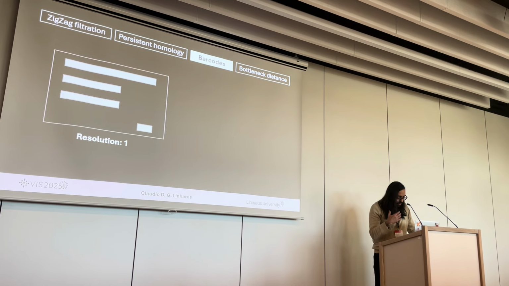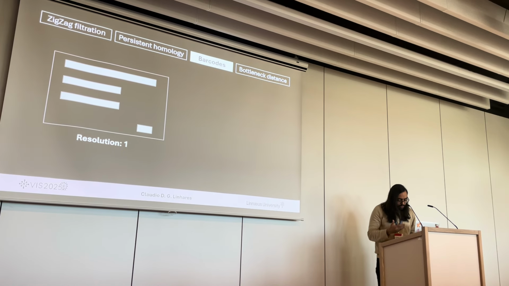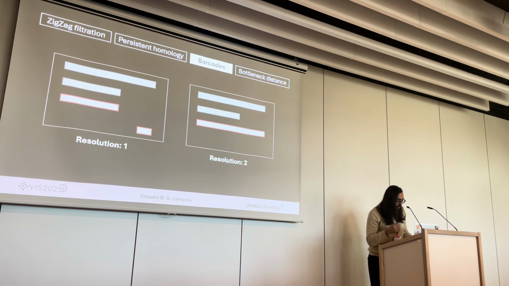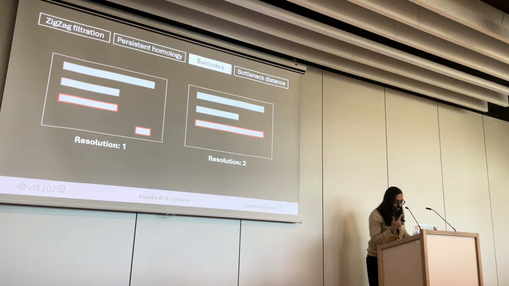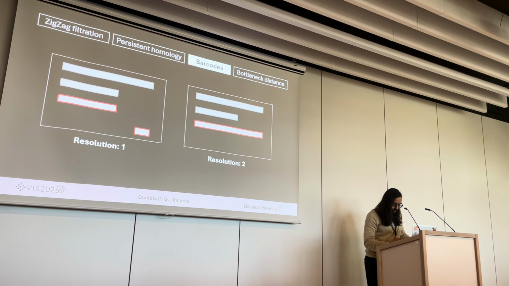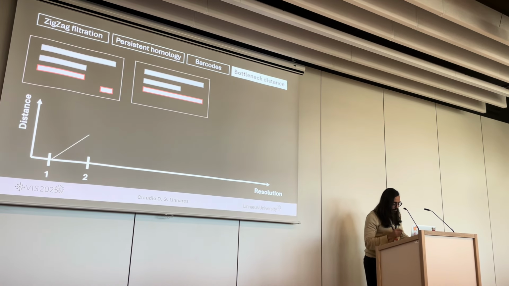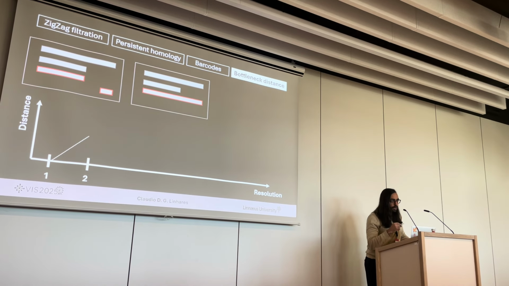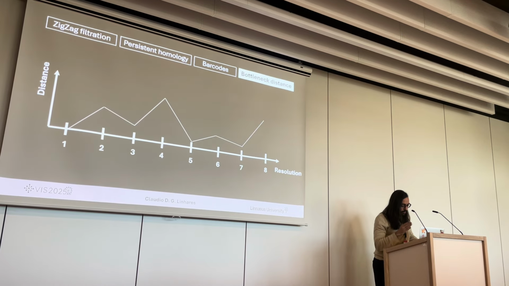So the thing is, given a barcode that we have for let's say 1 resolution, we take a second resolution and we see what changes between these resolutions. So imagine that these 2 red bars in resolution 1 will end up merging in the second resolution. So with that, we calculate the bottleneck distance, which, when the value is higher, you have a bigger difference. And then we do that for consecutive resolutions.